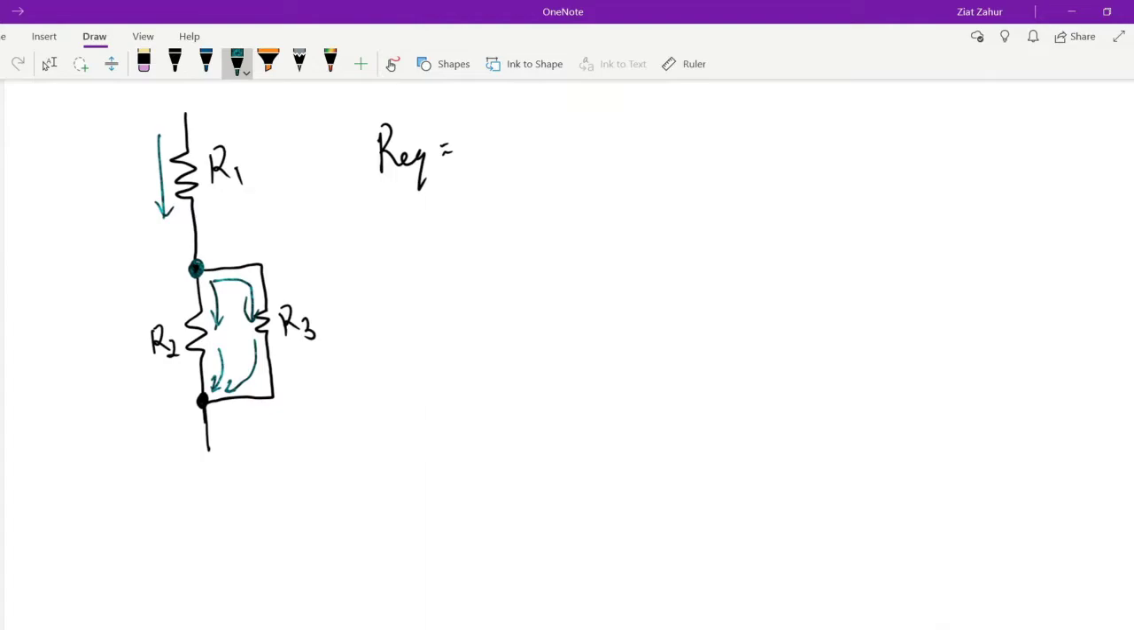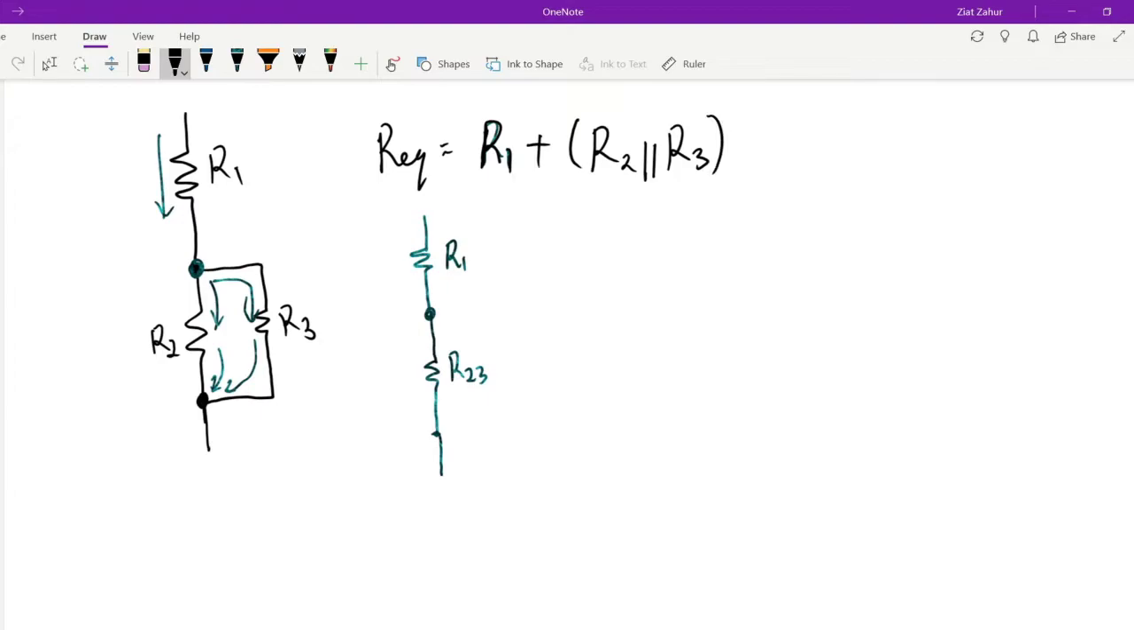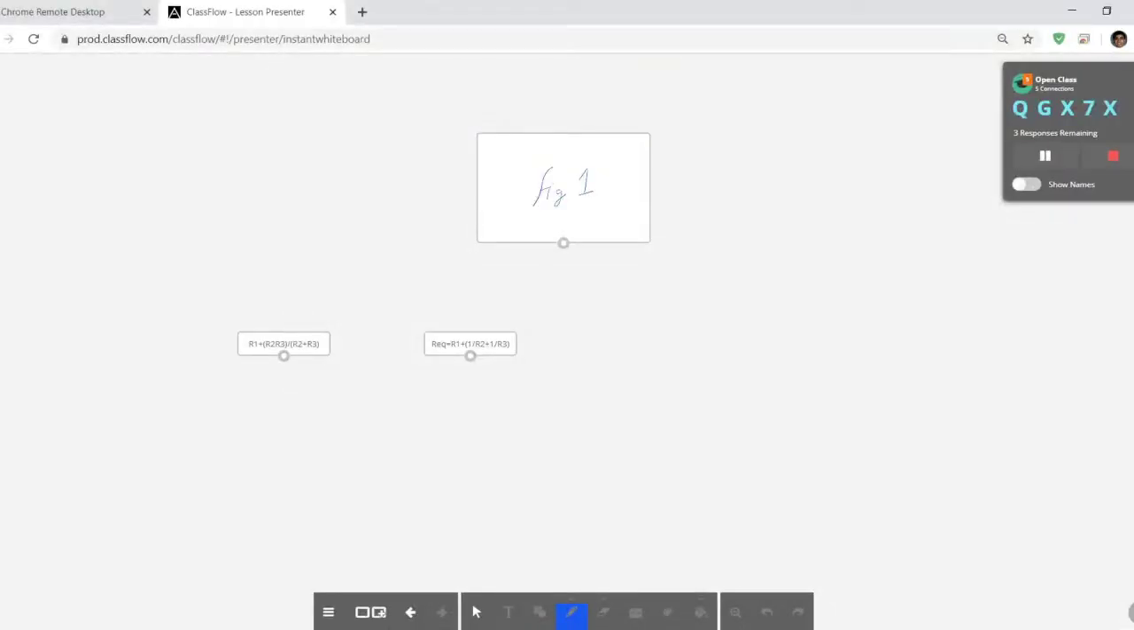And so what I would write is that the 2 and 3 are parallel, and then after they are combined, they are in series with R1. So R2,3 would be the parallel combination. So this would be R1 plus the parallel of 2 and 3. R2 parallel R3. All right. Okay, so on ClassFlow, you should have written, oh, we got some answers.